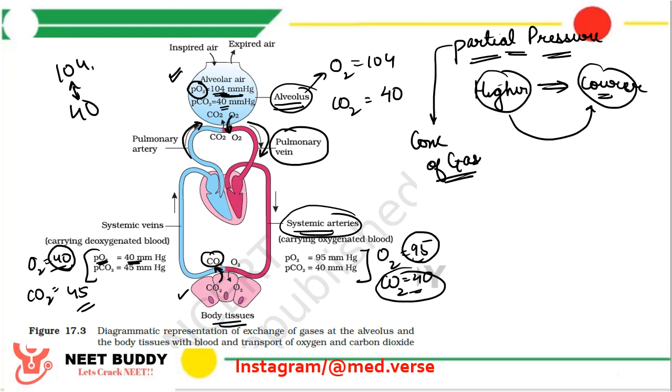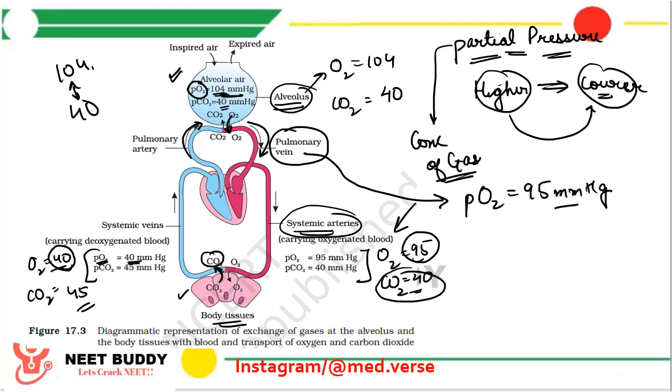Now remember this again, if the question comes, what is the partial pressure of oxygen in pulmonary vein? Then it is same as that of the systemic arteries. मतलब partial pressure of oxygen 95 millimeter of mercury रहेगा.